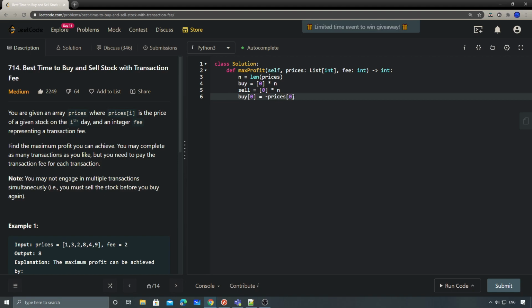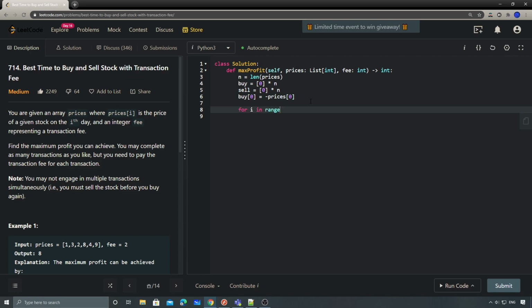Prices, okay, 0, right? And then the sell is also 0. So here, the buy 0 means that at day I, if the last transaction was a buy, we have to purchase the stock on the first day. So the profit for the first day, if the last transaction was a buy, is the negative value of the price, right? And the sell is obviously 0.